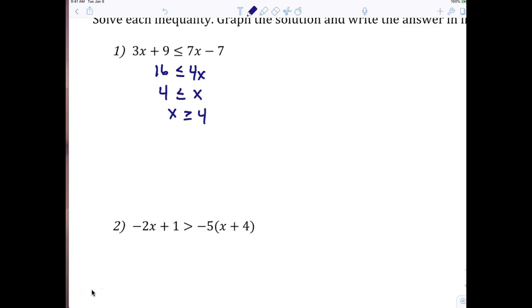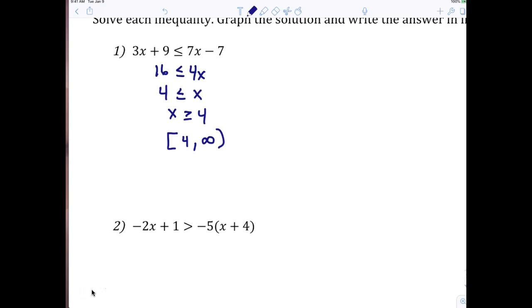All right, so double check yourself. When you make a mistake, make yourself a note. All right, now we're greater than or equal to 4. That means we're starting at 4 and we're heading off to infinity. All right, there you have it.